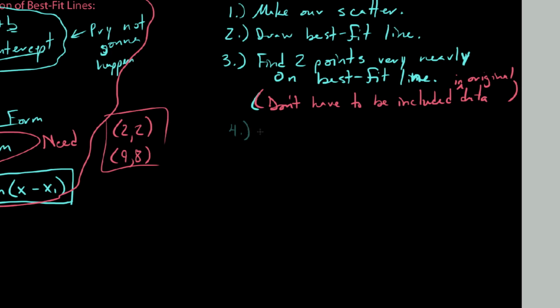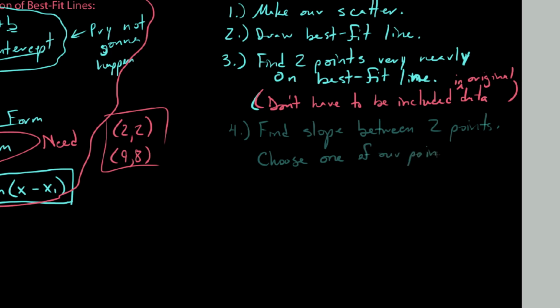It's very dark. Find the slope between the 2 points. Okay, we're going to use that slope then to choose one of our points and our slope to write the equation of the line. Write the EQ of the line. Okay, this is all very truncated work on my part.